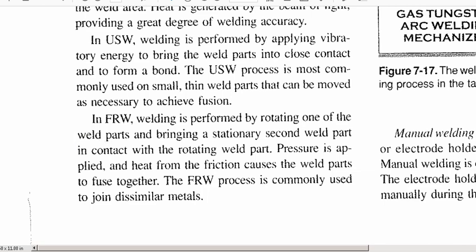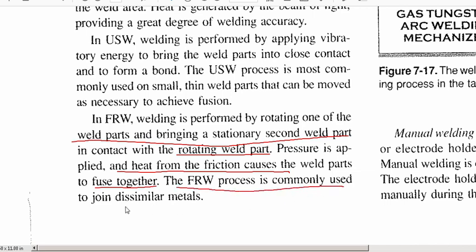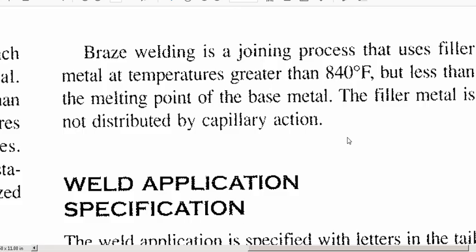So, friction welding. It's also used on metals and plastics. You weld parts by bringing a stationary part into contact with the rotating weld part. Pressure is applied and heat from the friction causes the parts to fuse together. Again, very similar in concept to ultrasonic welding, except we're going to do a little more spinning rather than just vibrating. This has the benefit of joining dissimilar metals, and it's also used in plastics.